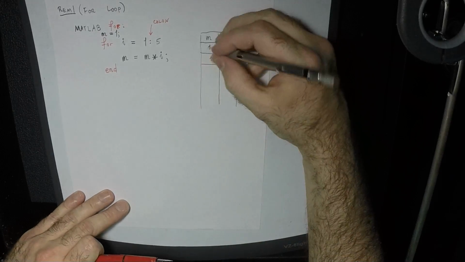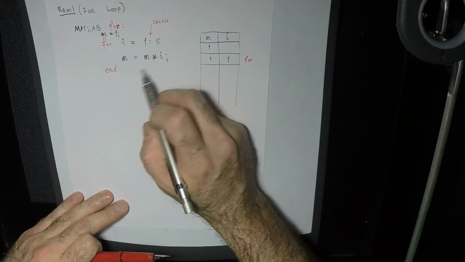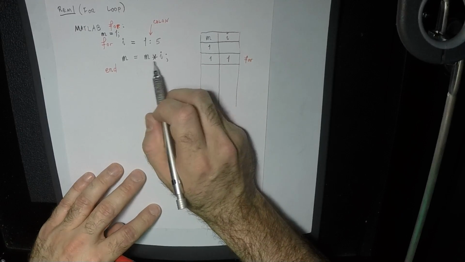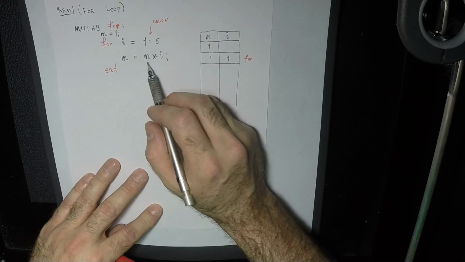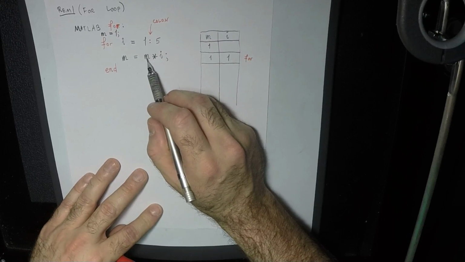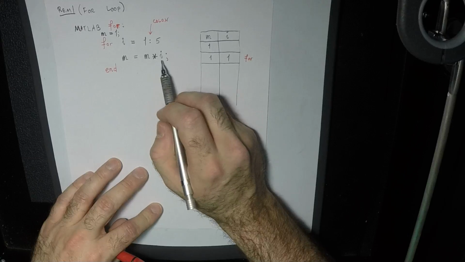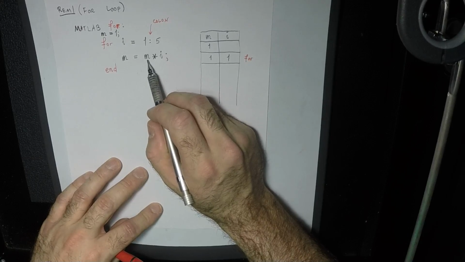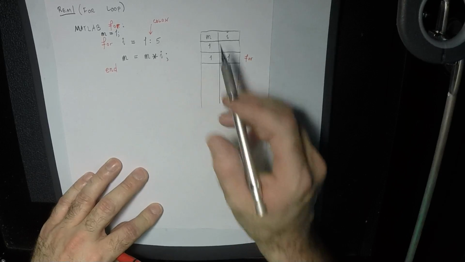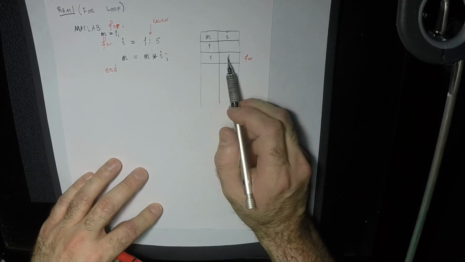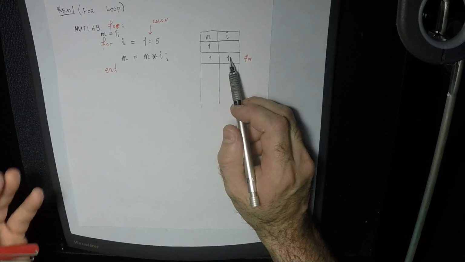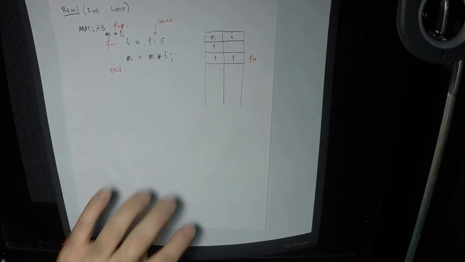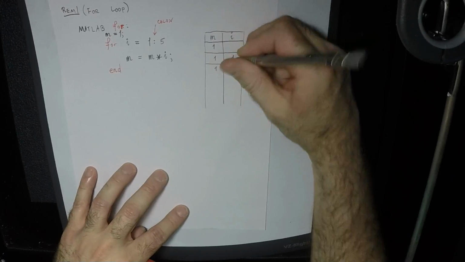After the for line is executed, it comes to the body of the for loop and says, oh, okay, I need to look up the current value of m and the current value of i, multiply them together, and save the result in m. So the current values of m and i are 1 and 1. The product of 1 and 1 is 1. So then the value of m is updated to be 1.